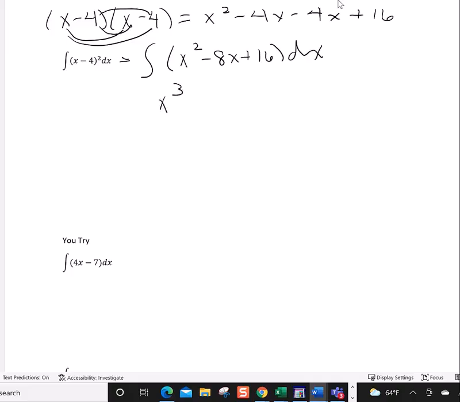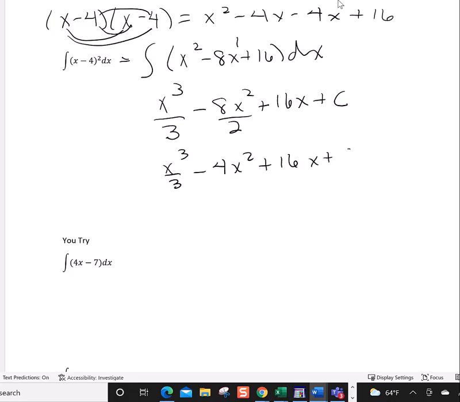Now you can integrate. X squared is x cubed over 3. 8x is 8x squared over 2. 16, you just give it an x plus c. So look at all the powers went up. 2 went to 3, 1 went to 2. This didn't have an x, so I give it 1. One little piece could simplify, so I have x cubed over 3 minus 4x squared plus 16x plus c.